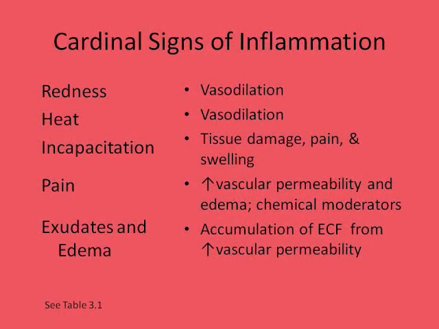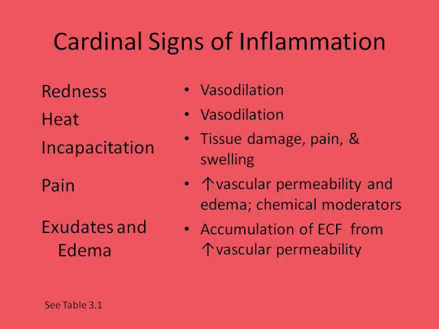Okay, what happens when we have inflammation? What are the cardinal signs? I'm sure you've all experienced this before. We've got redness, heat, incapacitation, pain, and then we've got that oozing, exudates, and the edema, the swelling. Well, the first two, the redness and the heat, are a product of the vasodilation. We've got increased blood flow to the injured area. The incapacitation, that means you're losing function. And it's related to the tissue damage from the injury and from pain and from swelling at the site.